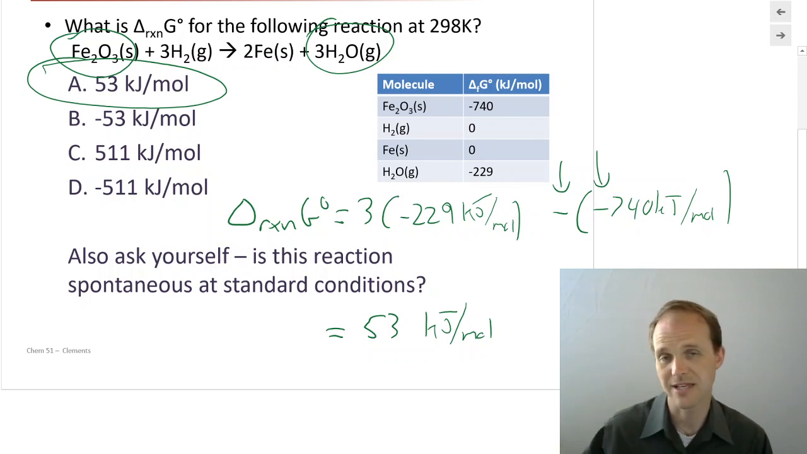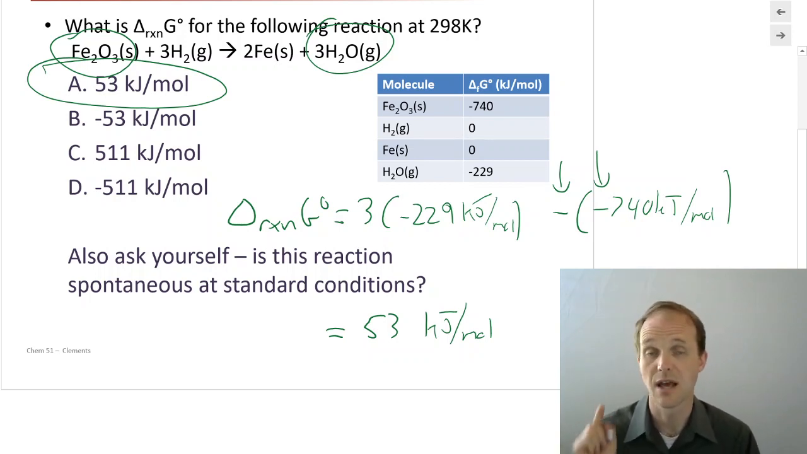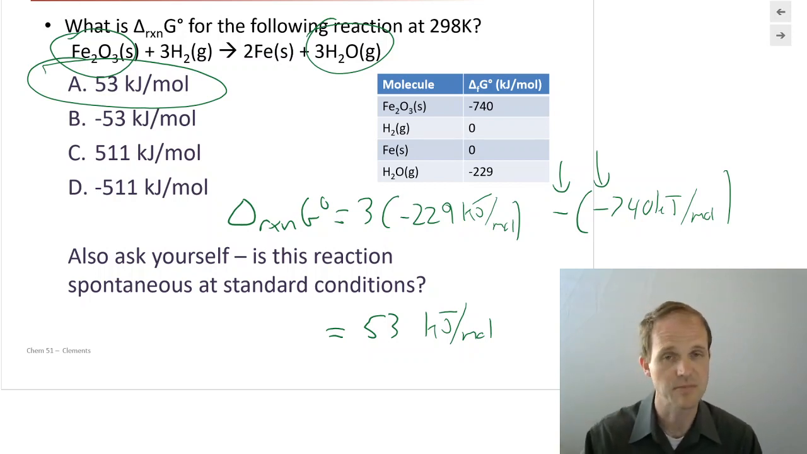So is this reaction spontaneous at standard conditions? And the answer is no, because when delta G is positive, it means it is not spontaneous at standard conditions. In fact, the opposite is more likely to happen. Iron's going to react with water to make iron oxide and hydrogen, which is kind of a little more what we expect, right? We expect iron to rust, not unrust. Right.